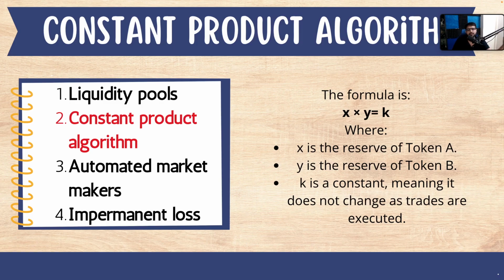The formula says, X into Y equal to constant. X is the reserve of token A. Y is the reserve of token B. Can you guess what do they mean when they say reserve?